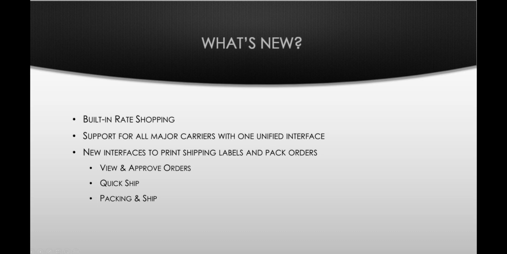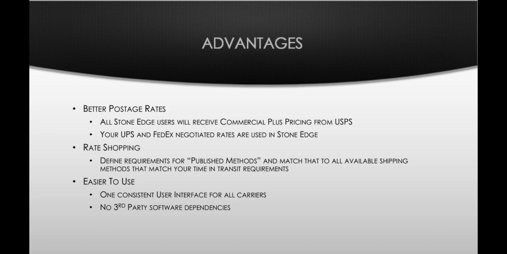We've introduced this new functionality at the approval options form and view orders form for people who want to print shipping labels just one at a time as they're processing the orders. We've also reintroduced a new concept around what we used to call quick ship, and we've rebuilt the packing functionality on what was called the pack and ship system, and all of that is in one single UI.